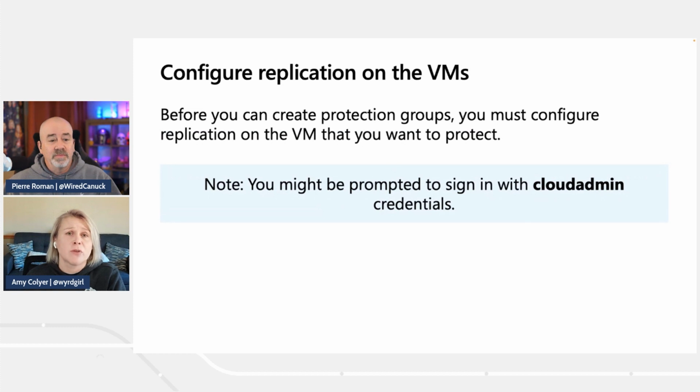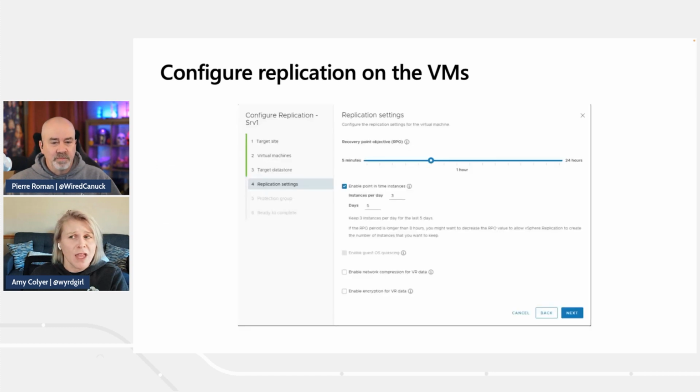And then configuring replication on the VMs. Before you can create protection groups, you have to select the actual VMs and click on the replication settings, like the RPO. It would be your RPO, the amount of time you're going to replicate the data. And again, you might be prompted to sign in with your vCenter credentials with Cloud Admin. Here's a good screenshot showing replication settings. Are you going to go every 5 minutes? Probably not. There's a good slider. And then how many instances per day are you going to replicate? And how long are you going to keep that?